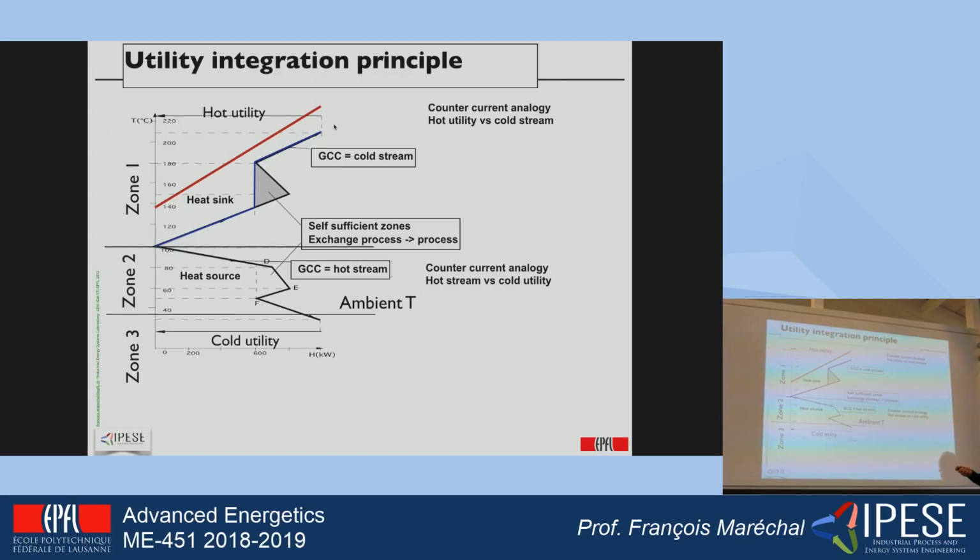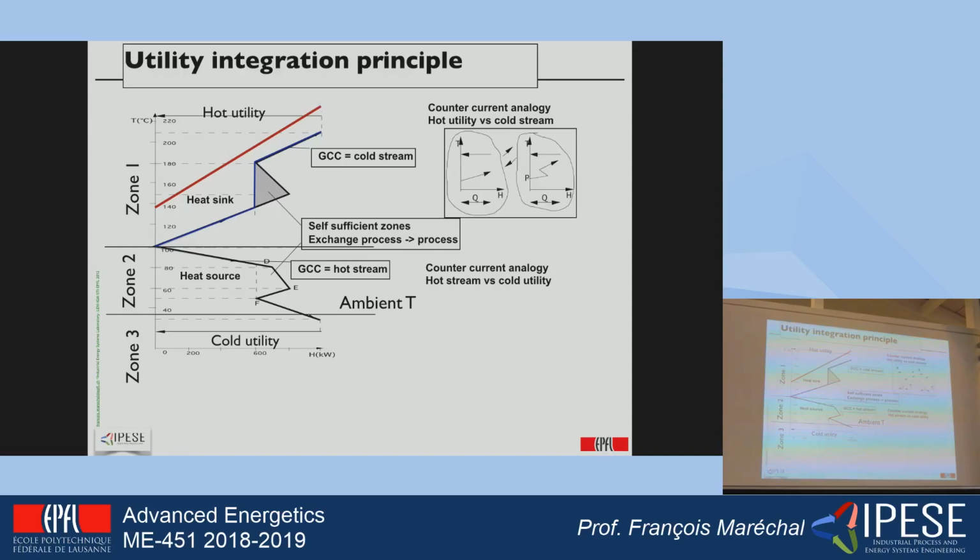So I remind you that the grand composite is the balance. So it is the cold minus the hot that is supplying the recovery. Okay? So the grand composite shows at which temperature I have to supply the heat, and knowing this temperature enthalpy profile, I will be able to then put on top the hot utility profile.